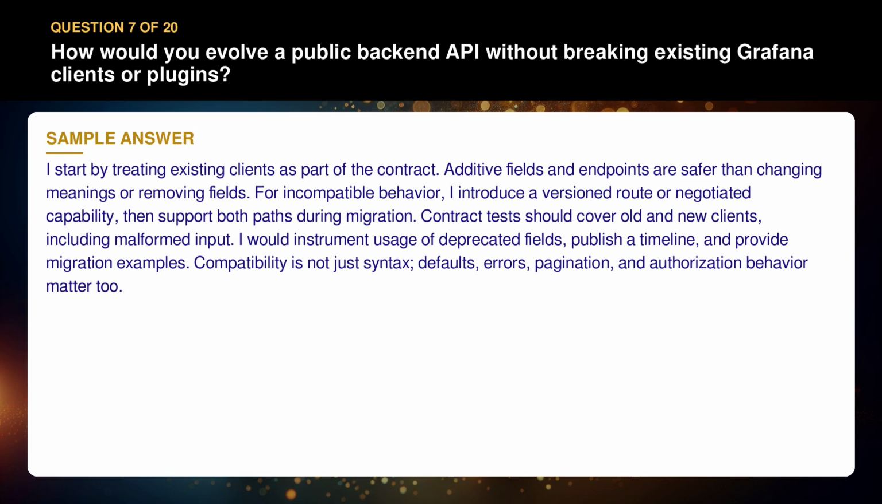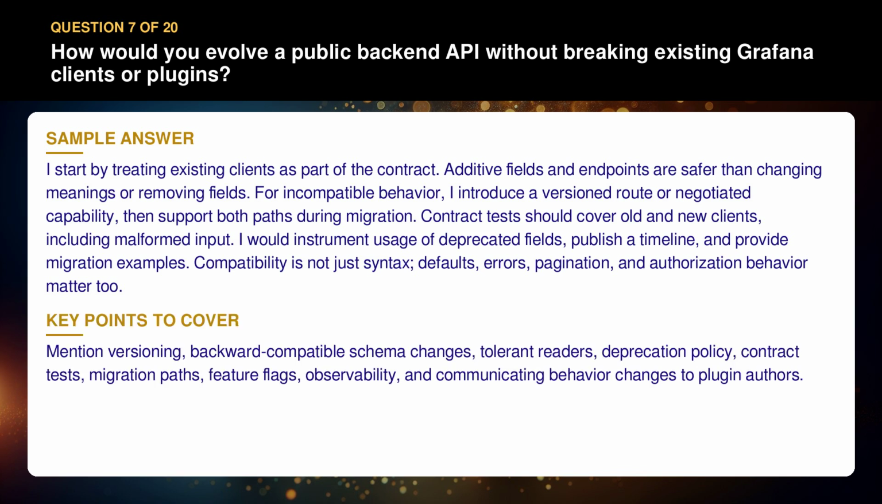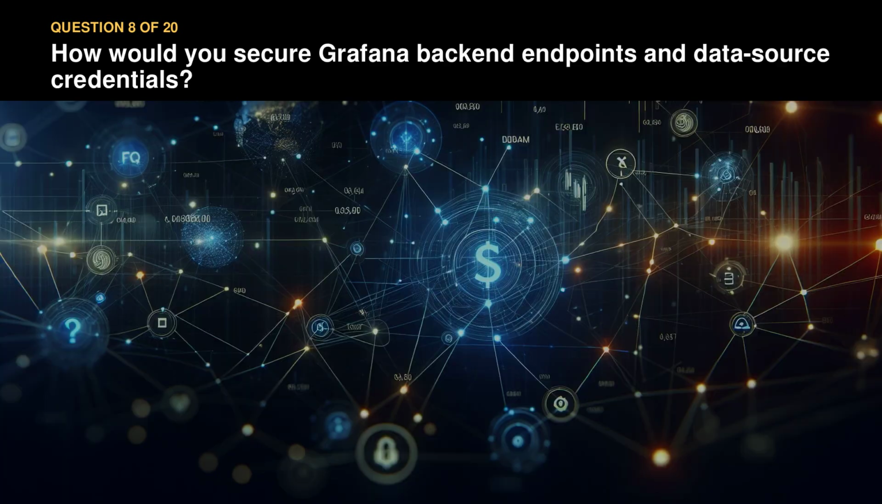I would instrument usage of deprecated fields, publish a timeline, and provide migration examples. Compatibility is not just syntax. Defaults, errors, pagination, and authorization behavior matter too. Mention versioning, backward compatible schema changes, tolerant readers, deprecation policy, contract tests, migration paths, feature flags, observability, and communicating behavior changes to plugin authors.